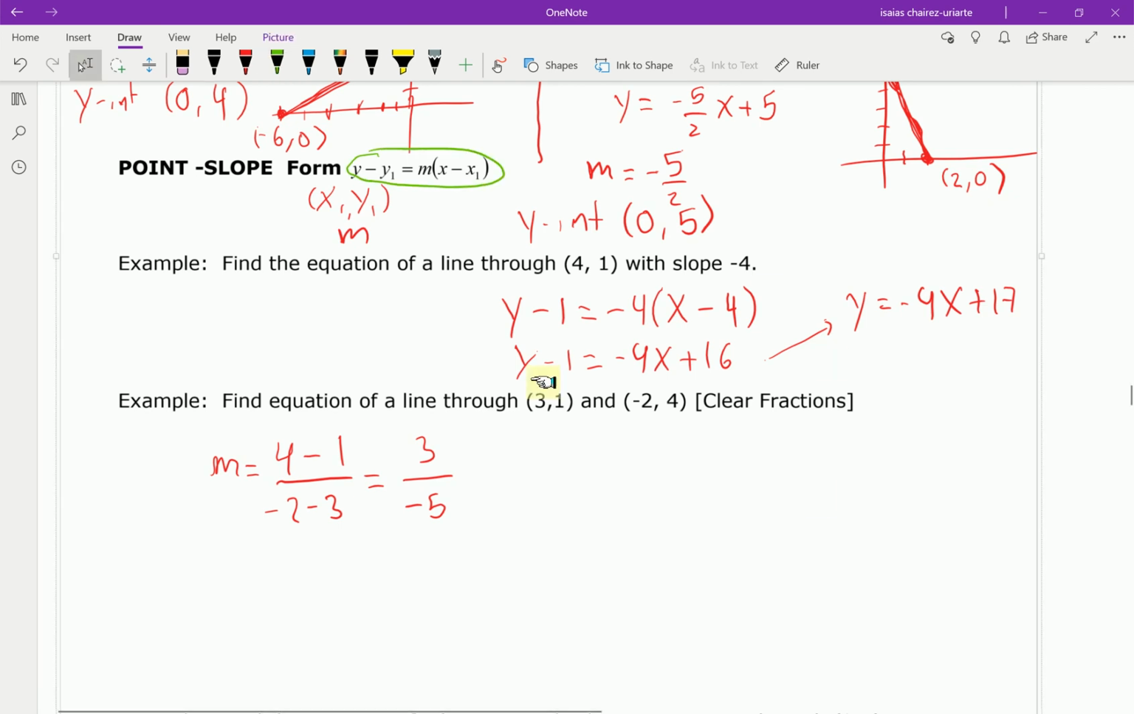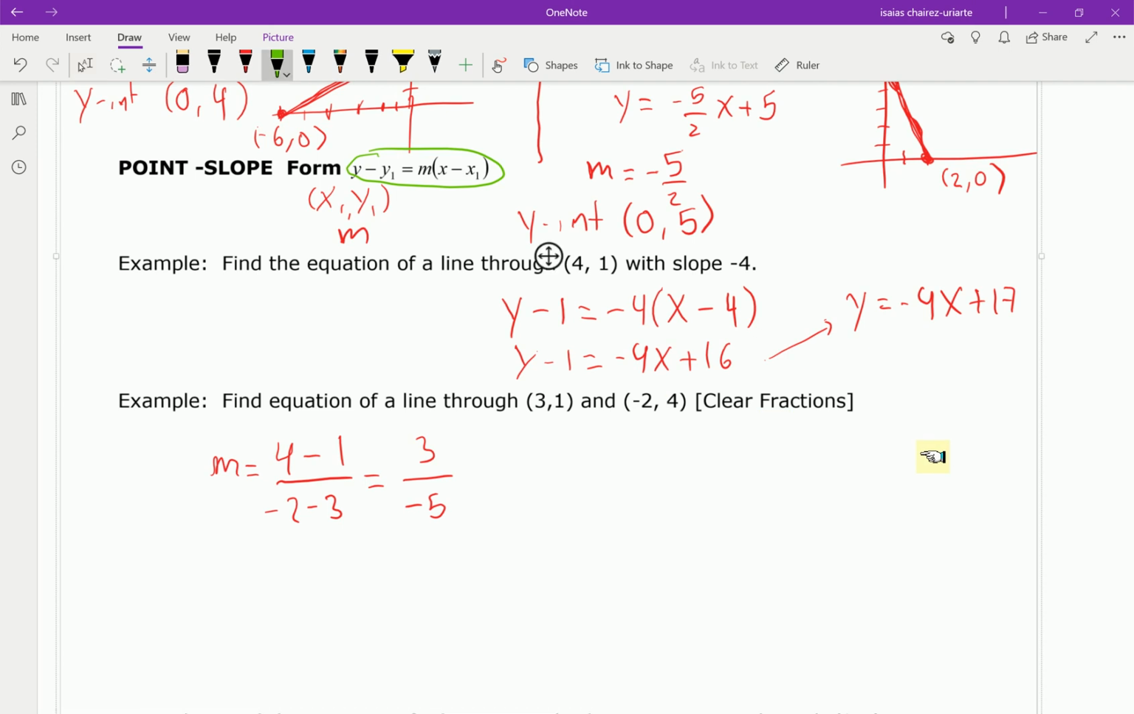because right now I have a slope and I actually have 2 points. Does it matter which point I use right now? No, it doesn't matter. I'm just going to choose whichever point I think makes my arithmetic a little bit easier. I'm just going to use the point 3, 1. Although if you use the point negative 2, 4, we should end up with the same equation.